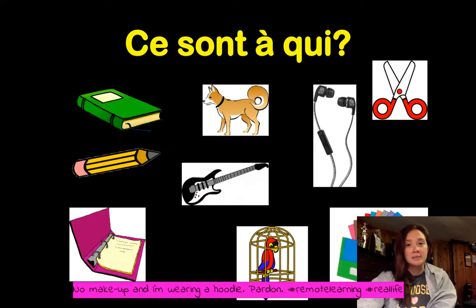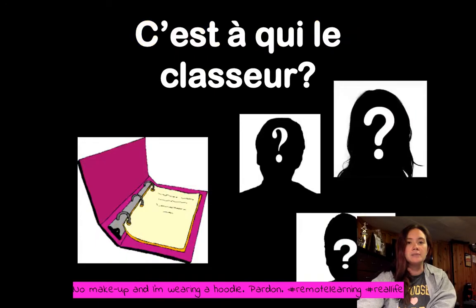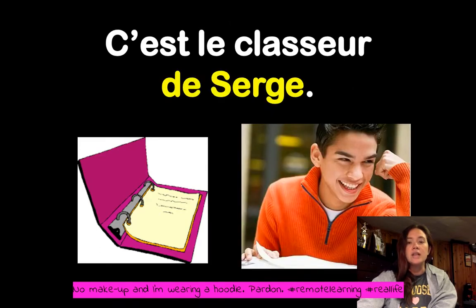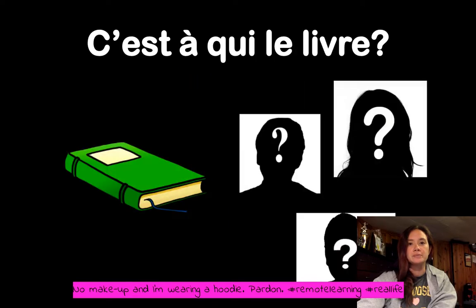Ce sont à qui? All right, so follow along. Let's look at this question. C'est à qui le classeur? So in English, this question is asking, who does the binder belong to? Or whose binder is this? Okay. C'est le classeur de Serge. Okay, so this guy, his name is Serge. Il s'appelle Serge. It's his binder. It's Serge's binder. Okay, c'est le classeur de Serge.